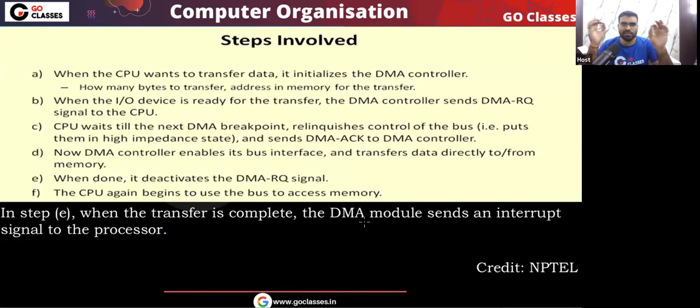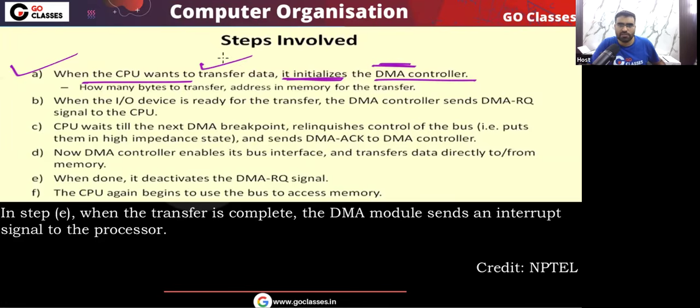The steps are like this. When the CPU wants to do data transfer, the CPU will initialize the DMA controller. This is the first step. Do you agree? It will send a command to the DMA controller and initialize it. What does this initialization mean? Can anyone tell me? This simply means how many bytes to transfer, what the source address is, and what the destination address is. Basically these things. So the CPU will initialize the DMA controller.